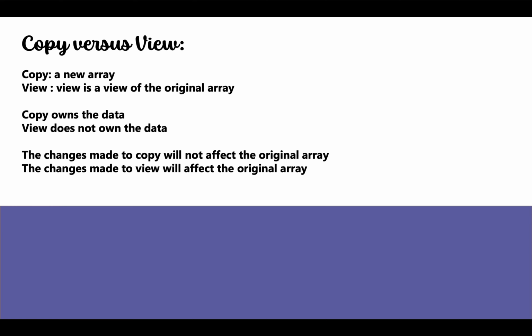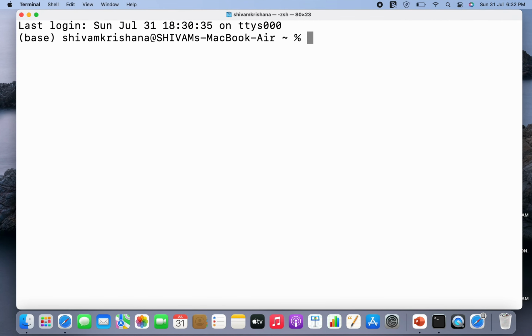Copy owns the data and view does not own the data. Those who have studied database management systems might be acquainted with the term view. The changes made to copy will not affect the original array, but the changes made to view will affect the original array. So copy is just a new array, which is a copy of the present array, and view is just the same array with a different name. Now let's move on to the code.